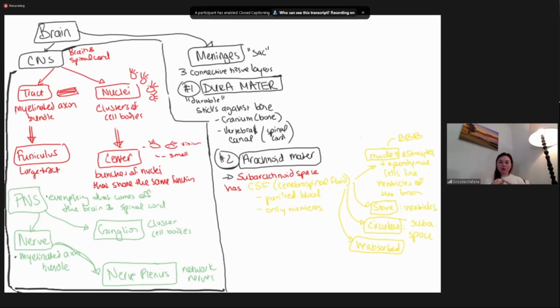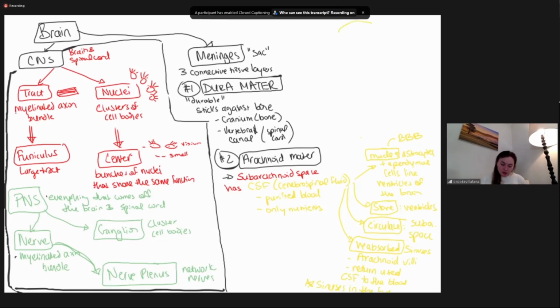It's stored in the ventricles of the brain. It circulates in the subarachnoid space and it's reabsorbed by structures called arachnoid villi. So arachnoid villi take up that old used CSF and they return that used CSF to the blood. Arachnoid villi stick out into sinuses. So I'm going to put sinuses. Sinuses in the brain. These are not like your nasal sinuses.